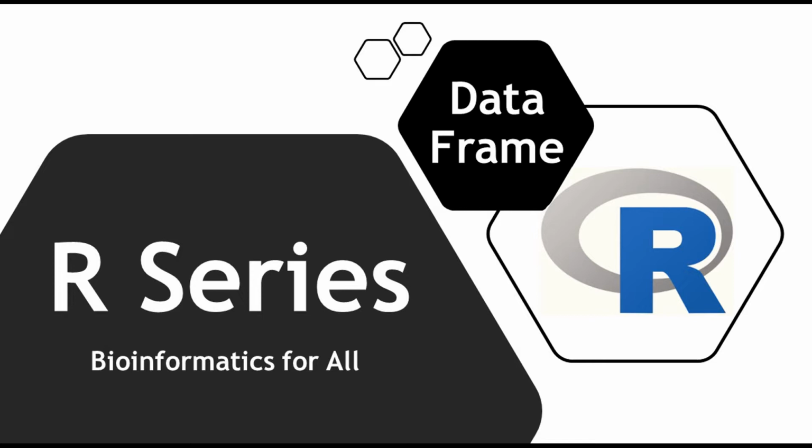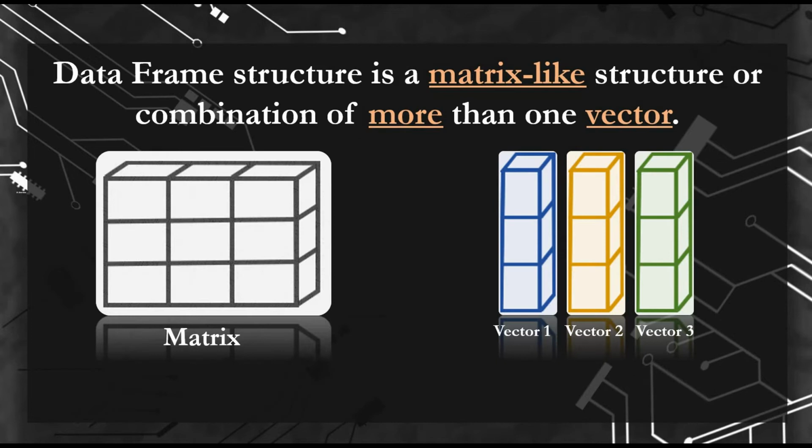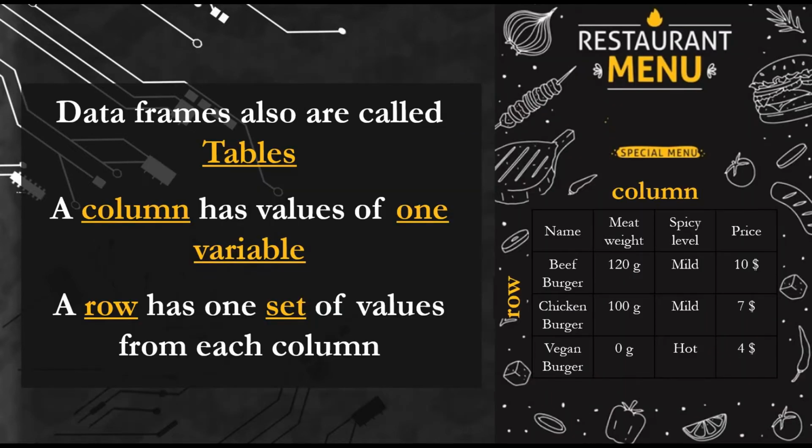So let's start with our video today, data frame. A data frame is a two-dimensional data structure that can store different data types in each column. It's a heterogeneous data structure. A data frame is a matrix-like structure, or it can be a combination of more than one vector. Data frame can also be called tables.